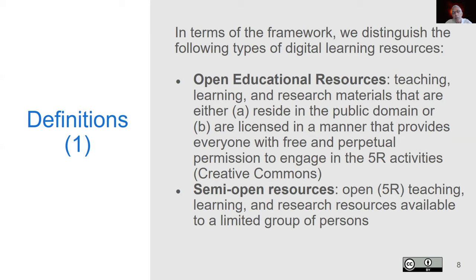We also have the type we call semi-open resources, and those are like open resources. So the 5 R's of adaptability are available, but they are only available to a limited group of persons.